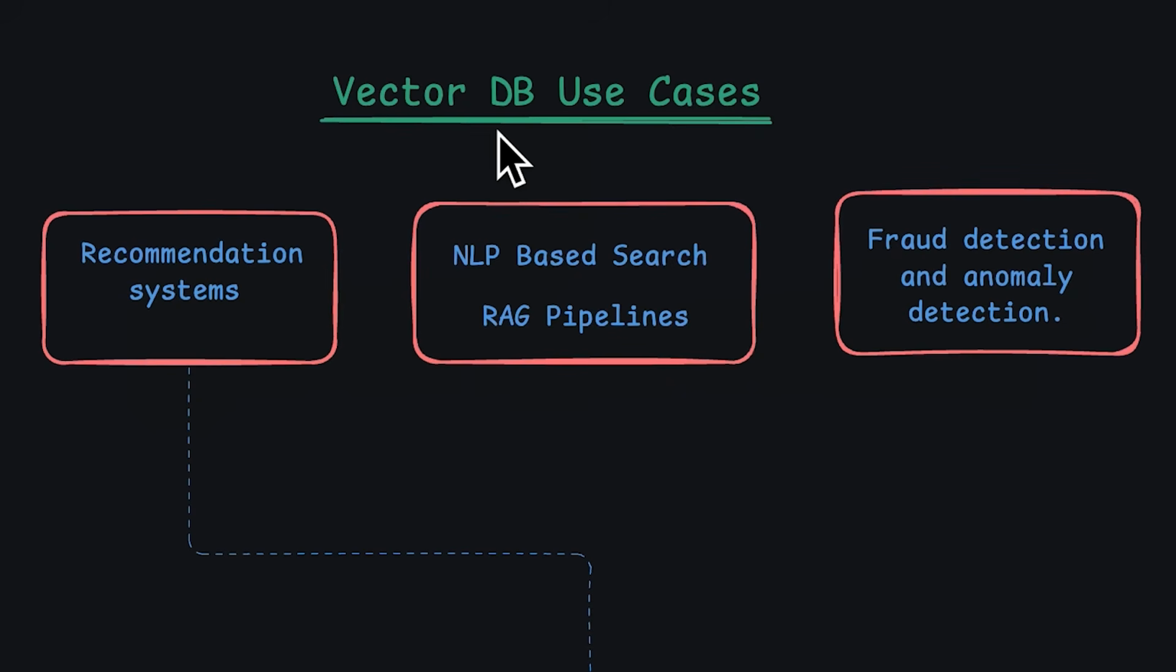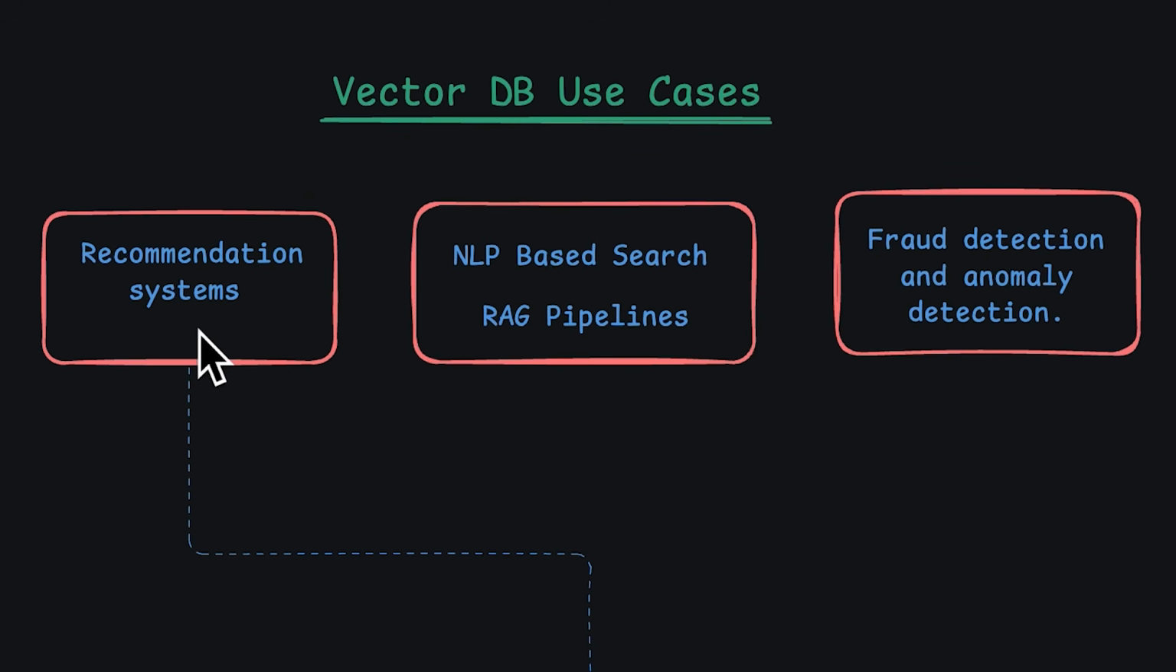Now let's explore some vector DB use cases. Vector databases are heavily used in building recommendation systems. They are used in building NLP-based search, where you can search using your natural language. The same technique is also used in building RAG pipelines to give more context to the LLMs, so vector databases power these RAG pipelines. Next, they are also used in building fraud detection and anomaly detection features. These are just a few use cases that I wanted to highlight here, but there are many more similar use cases that you can build using vector databases.